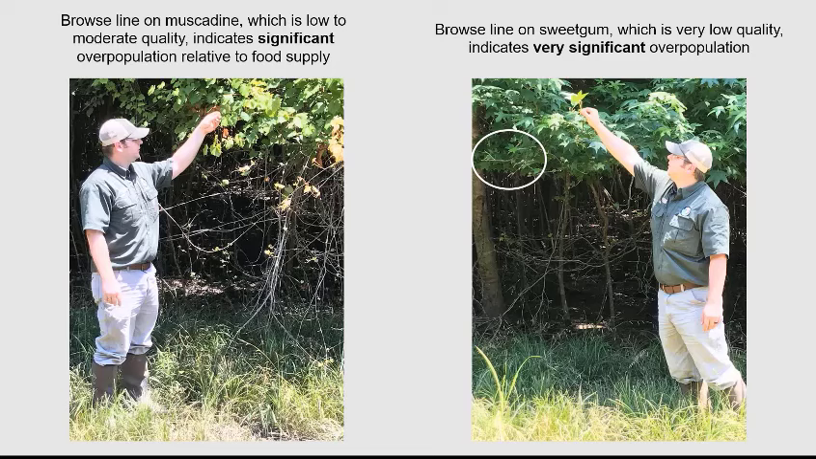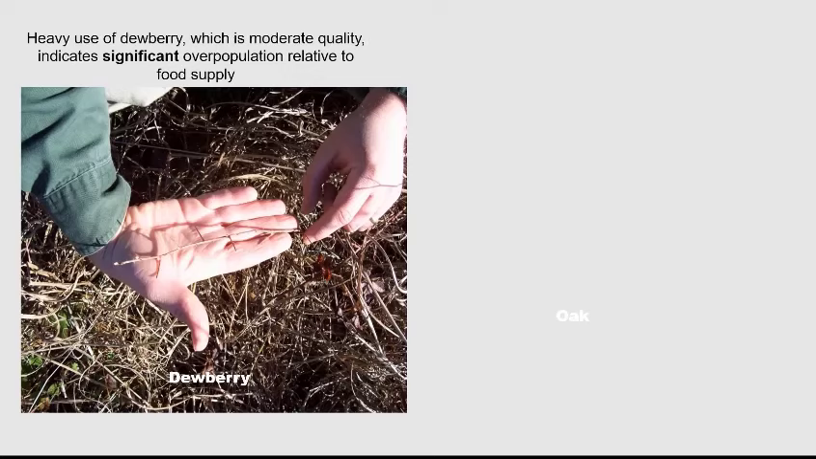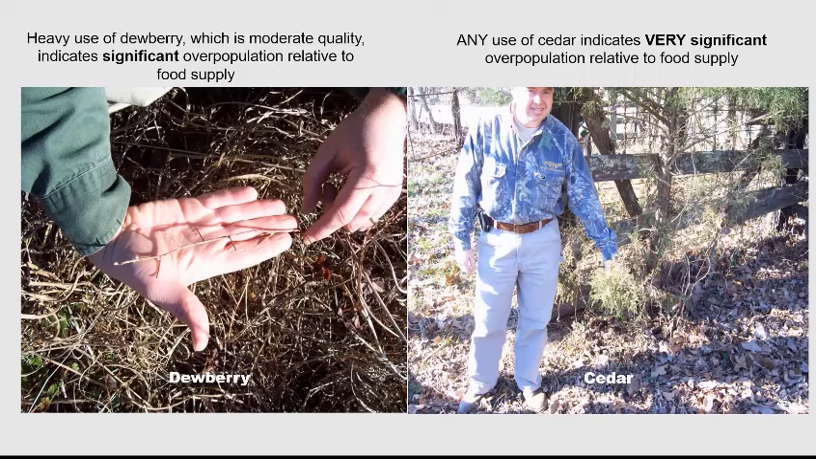And you can see in the circle that I placed there, that oval, you can see where the deer have reached up and actually bitten individual leaves of sweet gum off of that tree. This deer population was in terrible condition. It was extremely overpopulated.